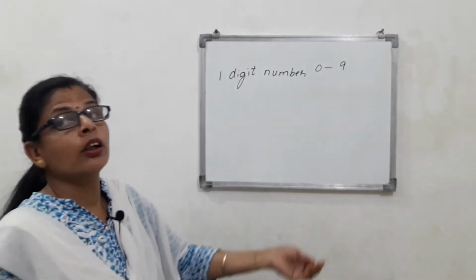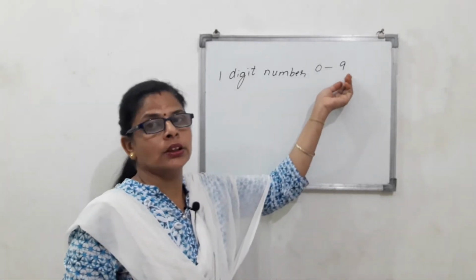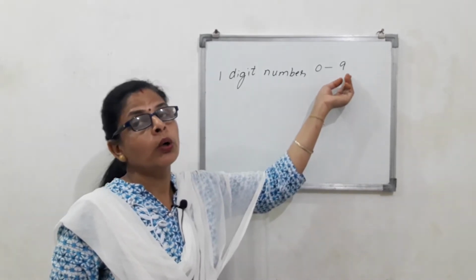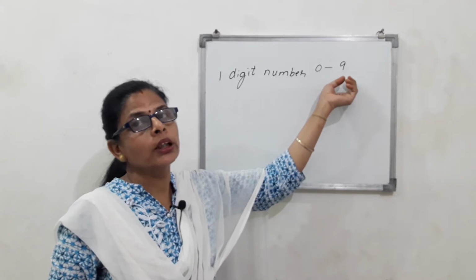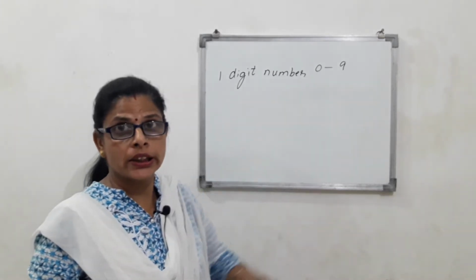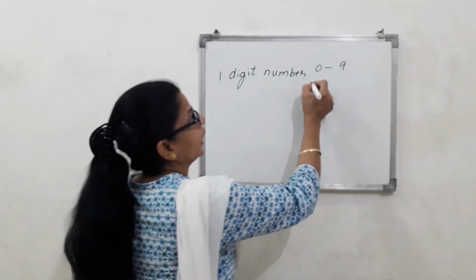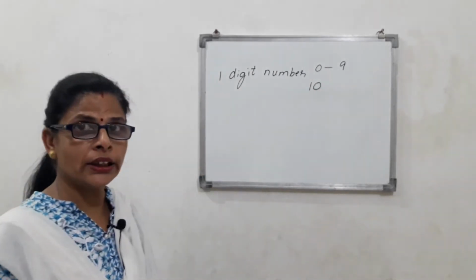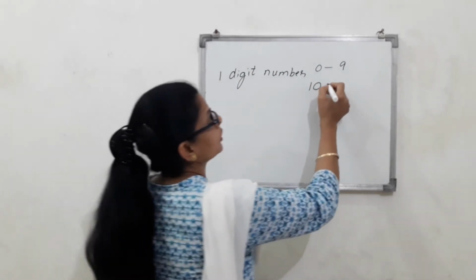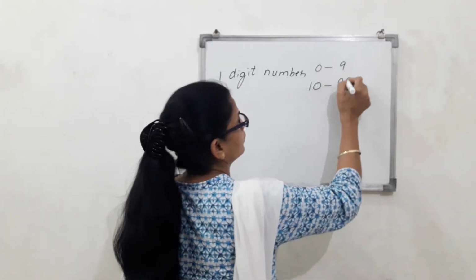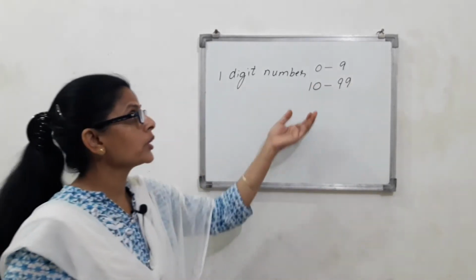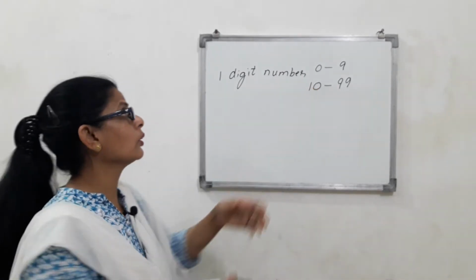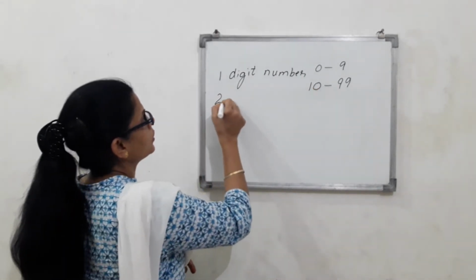If we add 1 to the biggest 1-digit number, what do we get? We get 10. That means 10 is the smallest 2-digit number, right? From 10 to 99, they are called 2-digit numbers.